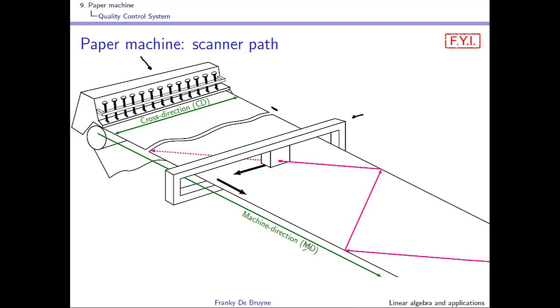So you have here what we call machine direction, and cross direction, and as the name indicates, cross direction is across the paper web. What happens is that the paper is traveling at high speeds. We'll give you figures later on. Then this scanner is traversing over the paper web, and this is the trajectory of your scanner over here.